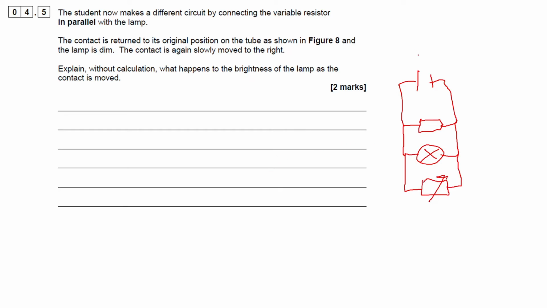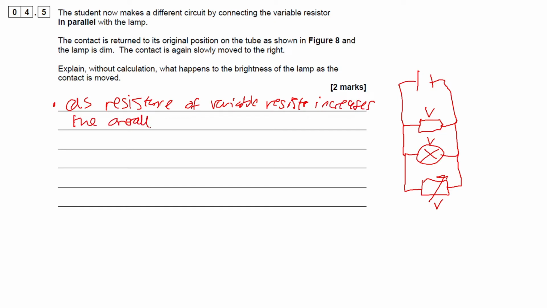First of all, the terminal PD is the same for all of these circuits, because they're separate loops, and the terminal PD is the same in each parallel loop, so that each component gets the same voltage. So keeping that in mind, if we do increase, so as resistance of variable resistor increases, the overall resistance of the circuit must increase.